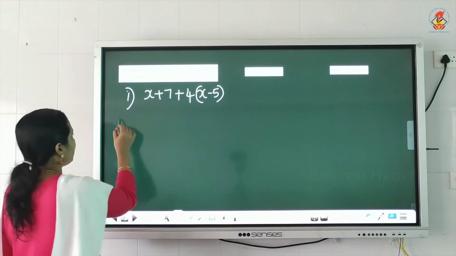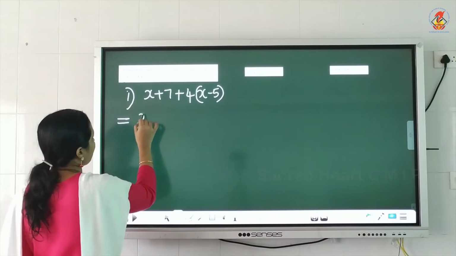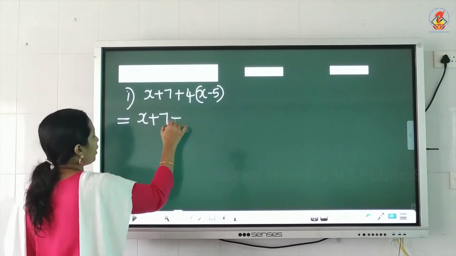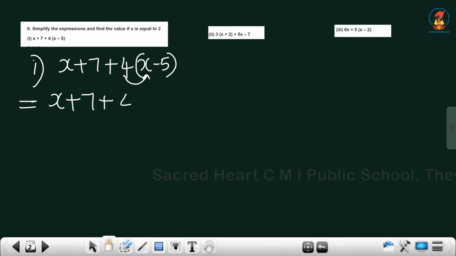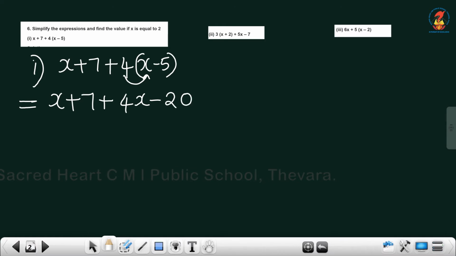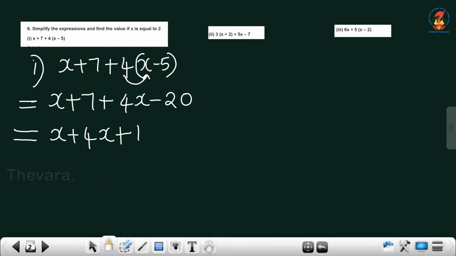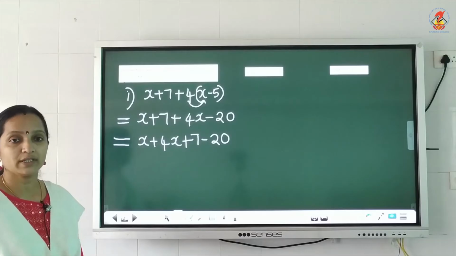So for simplifying, what will you do? Just x plus 7 plus, open the bracket, 4 into x is 4x, plus 4 into negative 5. What is the answer? Minus 20. Okay, open the bracket. Then the same method, group the like terms: x plus 4x, one group of like terms, plus 7 minus 20. So combine the like terms and solve them.